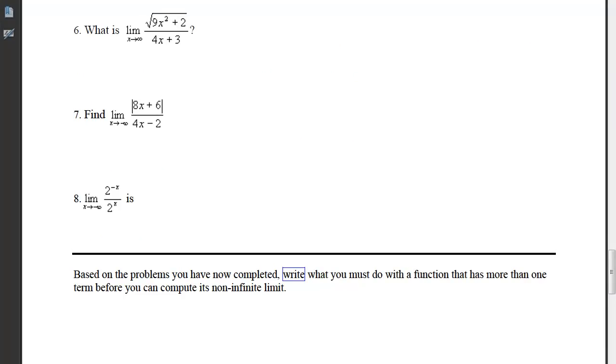So I'd like you now to do your notes web exam problems through number 8, and then based on these, write down what you need to do to a function that has more than one term before you can compute its non-infinite limit.